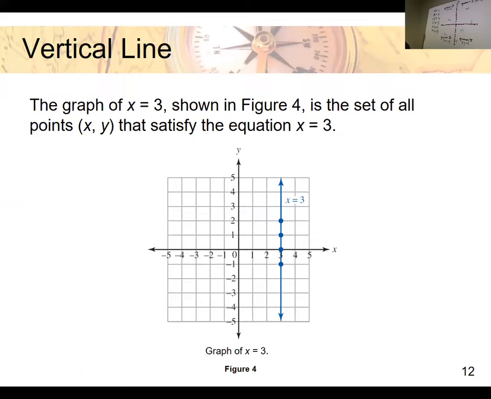Okay, so that's what the graph looks like. It forms a vertical line. And on the next slide is the equation of a vertical line, which is going to be the orange box that I'm going to provide.